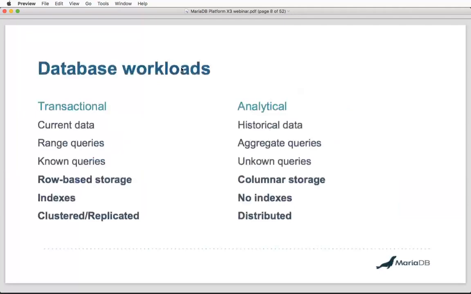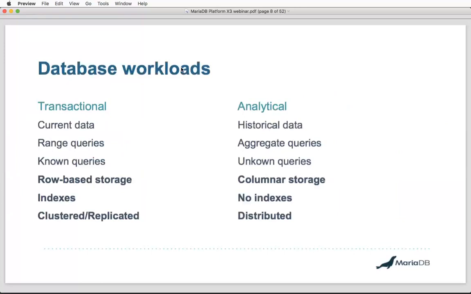And it's no surprise, the database technology starts to diverge as well. Transactional databases tend to use row-based storage, make heavy use of indexes, and more often than not will be either clustered or replicated. On the other hand, analytical databases tend to use columnar storage, and for very good reason, especially if you have wide rows with potentially hundreds of columns, but you have aggregate queries that are only concerned with 2 or 3 of those columns, columnar storage has a big benefit.